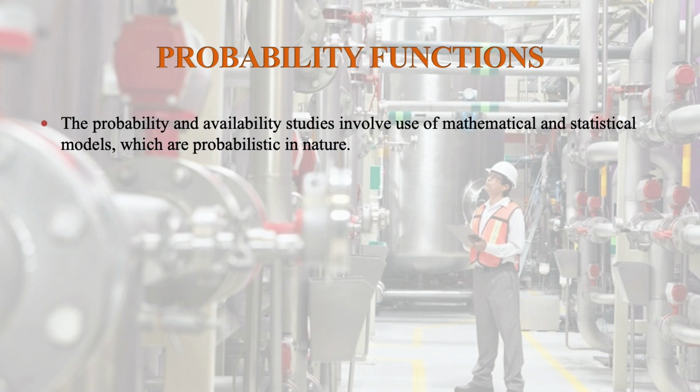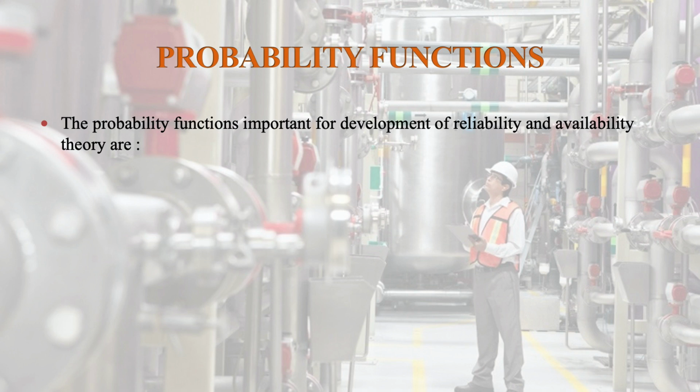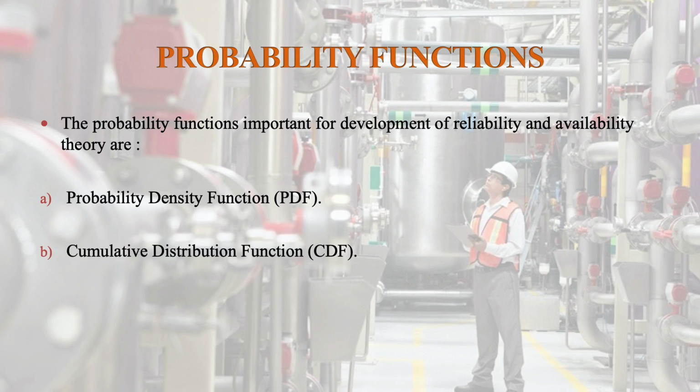Probability functions. The reliability and availability studies involve the use of mathematical and statistical models which are probabilistic in nature. The probability functions important for the development of reliability and availability theory are: probability density function PDF, cumulative distribution function CDF, reliability function R(t), and hazard function h(t). So these are the four functions of reliability and availability theory.